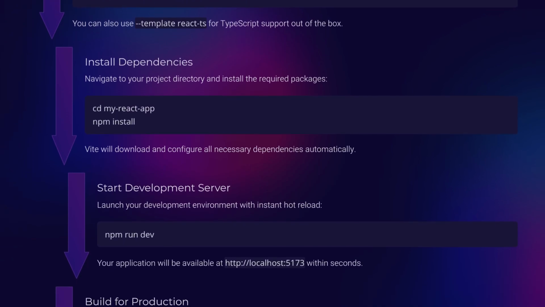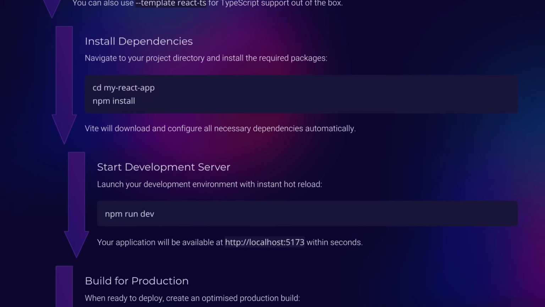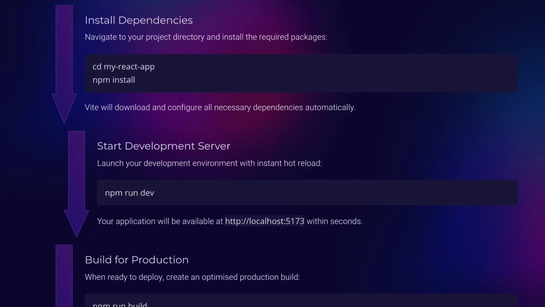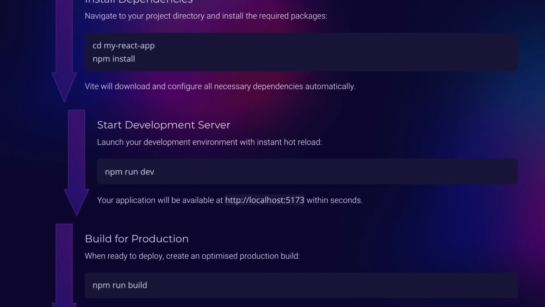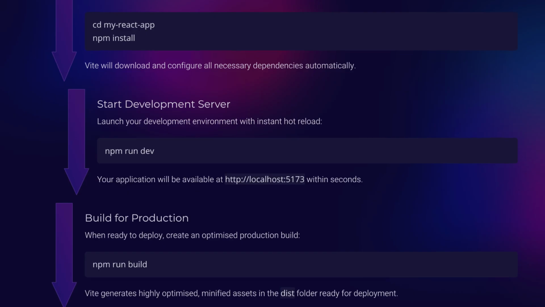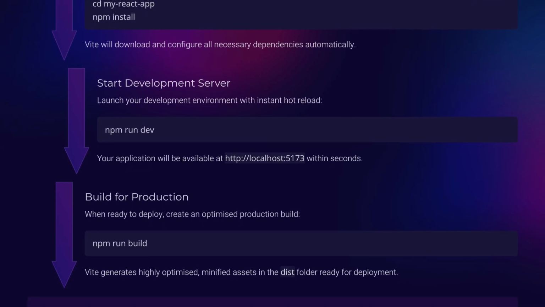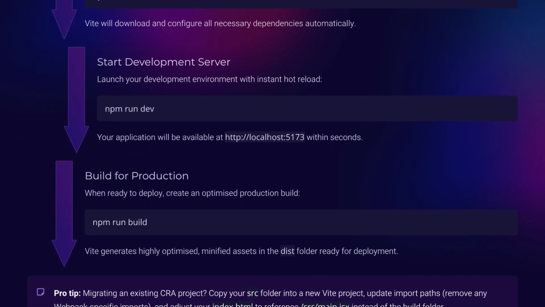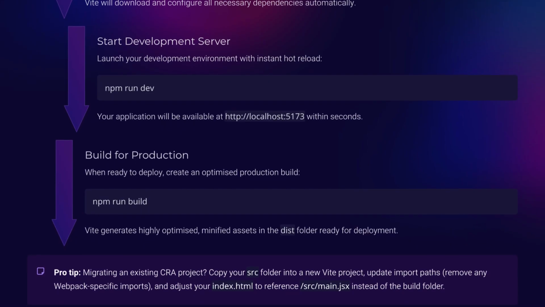Then navigate into your project folder and run npm install to get all the dependencies set up. Start your dev server with npm run dev, and boom, your app is running in under a second. When you're ready to deploy, just run npm run build, and Vite generates optimized, minified assets in the dist folder.